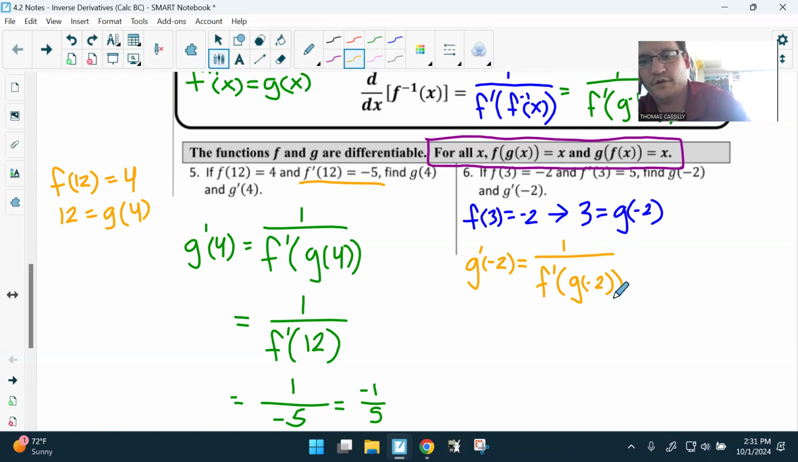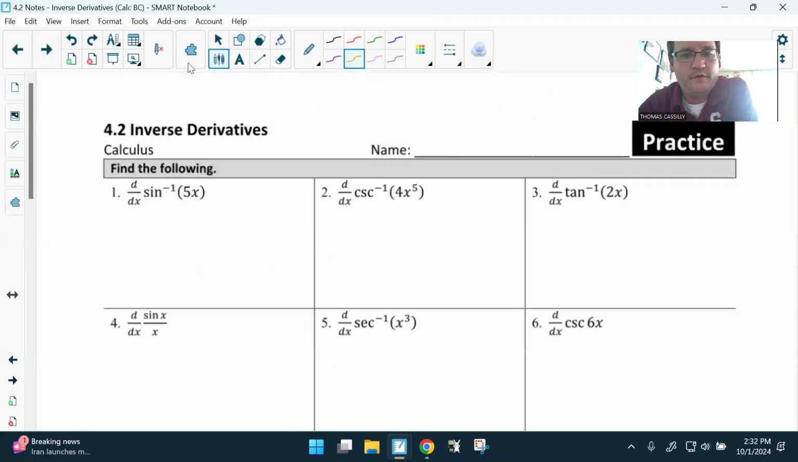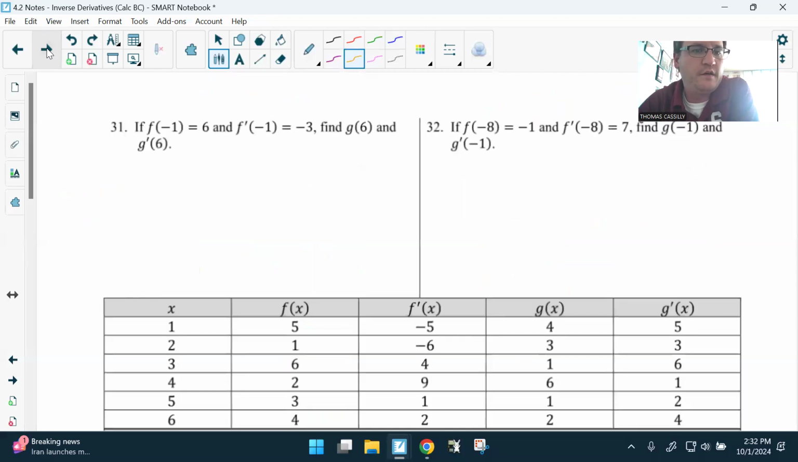And then plug that in. That's going to be equal to 1 over f prime of, let's see here, g of -2 we said is 3. Well, f prime of 3 is 5. Positive 5. And again, I know that from right here. So that one's done. There's several more like these, where they tell you the answers straight up.